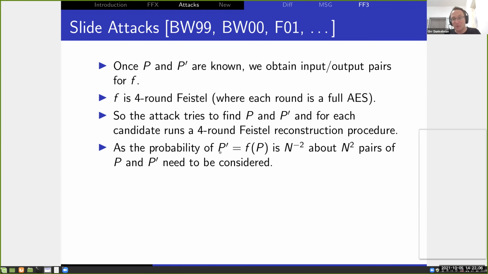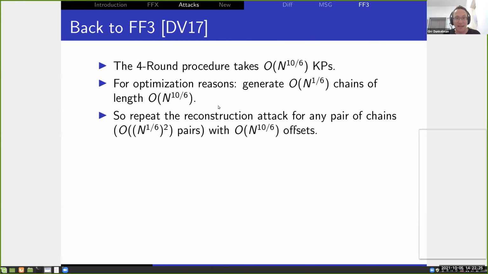I just want to mention that if P and P prime are random, then the probability of the condition happening is 1 over n squared. And that means I need to do n squared pairs of tests to work. So this is actually the attack. They have a procedure, I'm going to discuss it in a second. They're just going to try n squared locations, and for each of them run an attack that takes n to the power of 3.